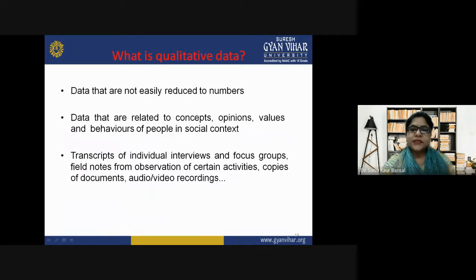Now let's understand it in a more elaborate way. Data are not easily reduced to numbers when we are talking about qualitative data. These are data related to concepts, opinions, values and behavior of people in a certain social context. Transcripts of individual interviews and focus groups, field notes from observation of certain activities, copies of documents, and audio and video recordings are all qualitative data.